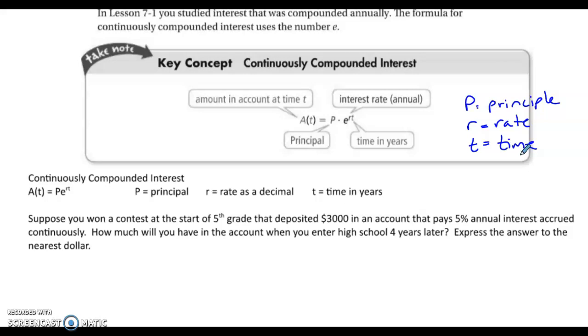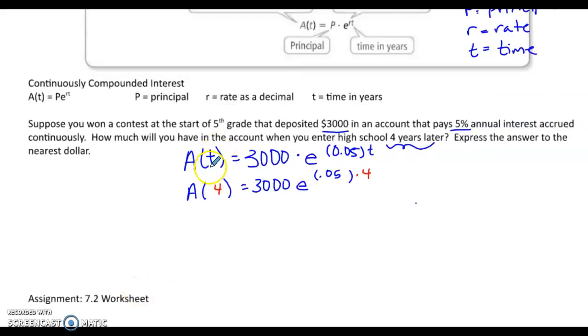All right, so let's go ahead and try this first example. So we have $3,000, 5% annual interest accrued continuously, and we want to know what's in the account 4 years later. So go ahead and pause your video, set it up, and see if you can come up with the answer. Okay, so the amount after time t equals 3,000 times e to the, and then don't forget to change that percent to a decimal, 0.05 t, but now I want after 4 years, so we're going to plug in that 4, okay, and then go ahead and calculate that.